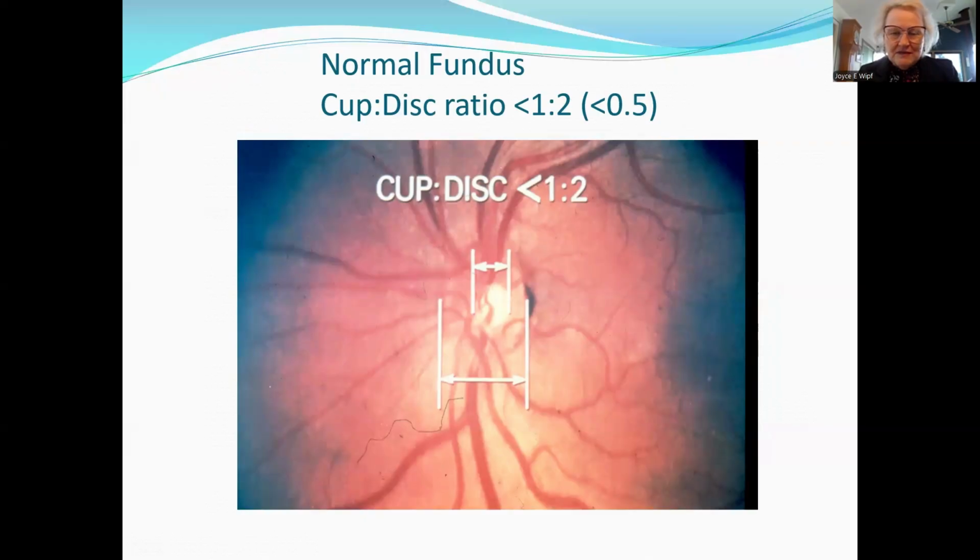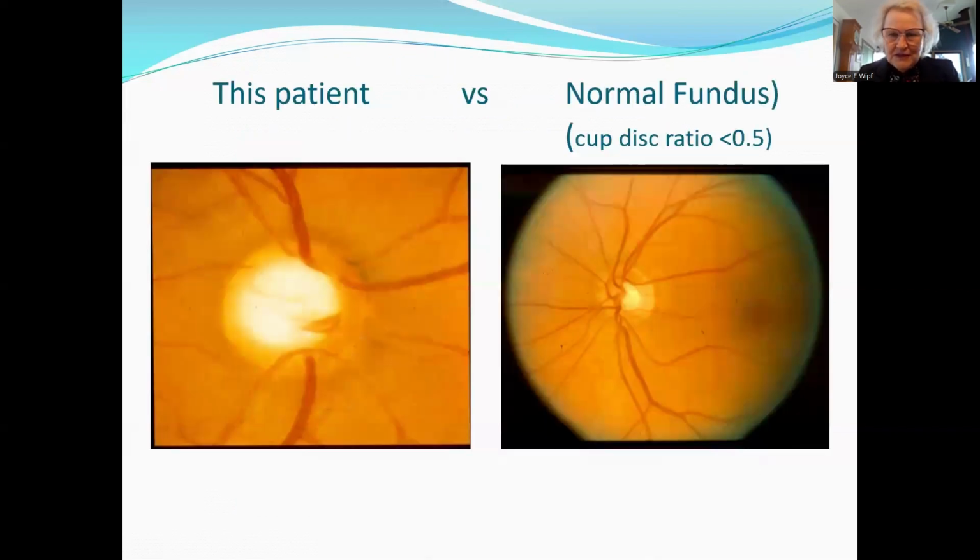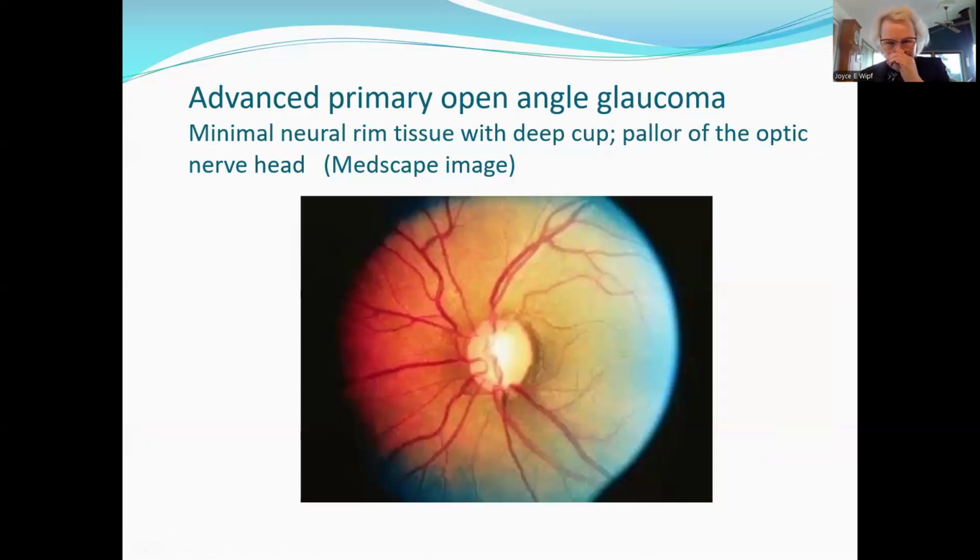So the normal fundus cup disc ratio is less than 0.5 or less than 50%. Many patients, it'll be much less than that. So this patient versus normal of the images we've seen before, where the cup disc ratio is 0.5, this patient. So this is one of the findings of glaucoma. So advanced primary open angle glaucoma, there's where you get an increasing reduction in the neural rim tissue. And so it becomes really minimal rim with a deep cup and then pallor of the optic nerve head. So here's an example of an image showing advanced primary open angle glaucoma.